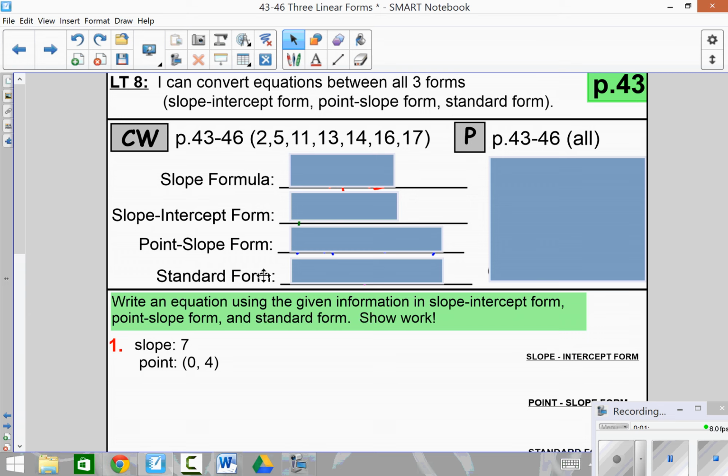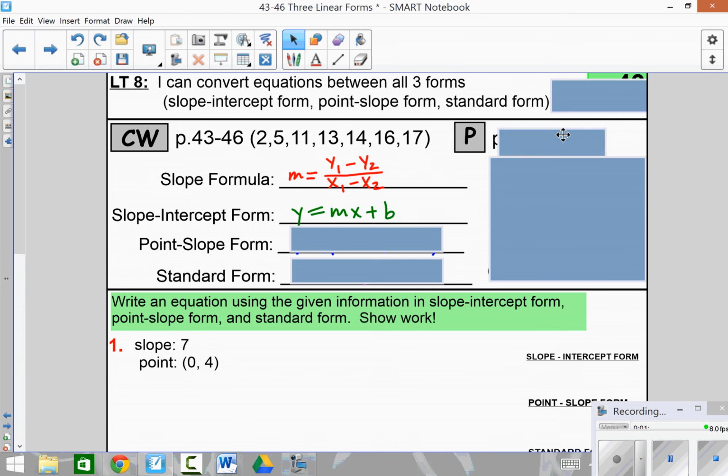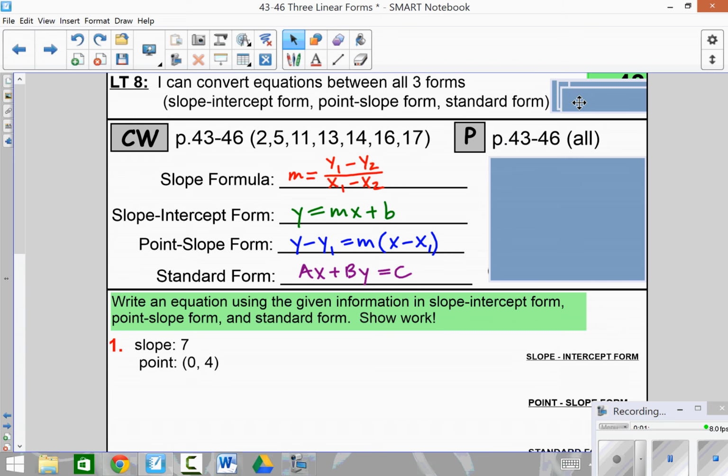All right, let's take a look if you got them correct. The slope formula should have m equals y1 minus y2 divided by x1 minus x2. Your slope-intercept form is y equals mx plus b. Your point-slope form is y minus y1 equals m times x minus x1. And your standard form is the one that we learned in the previous lesson, which is ax plus by equals c, which is basically, remember, just getting the x and y on the same side of the equal sign.